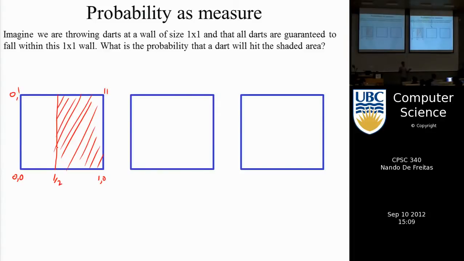So you're blindfolded. The wall is this whole thing in front of you, and you have to throw a dart. You sort of turn around and then you throw a dart at the wall. Or imagine that the wall sort of surrounds you like a cylinder. Now, what's the probability that that dart will hit the shaded area? A half.